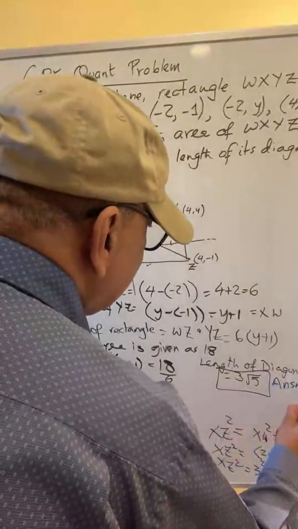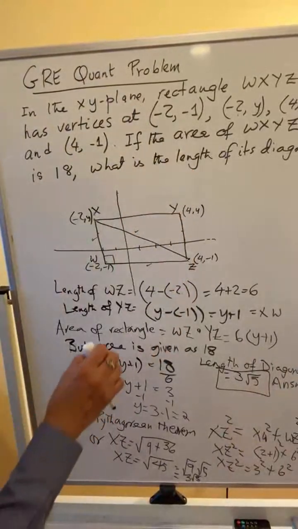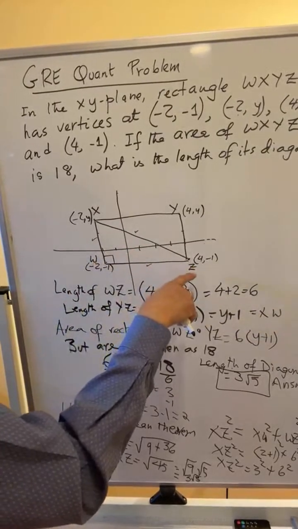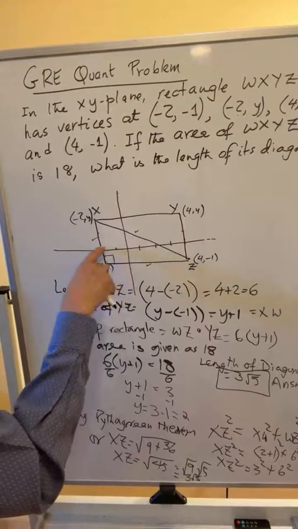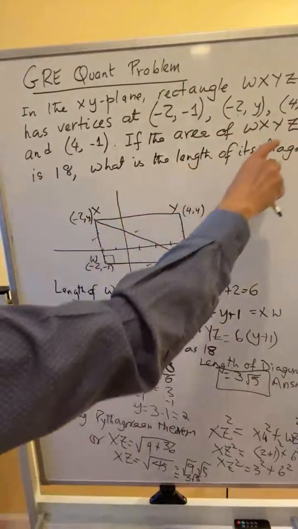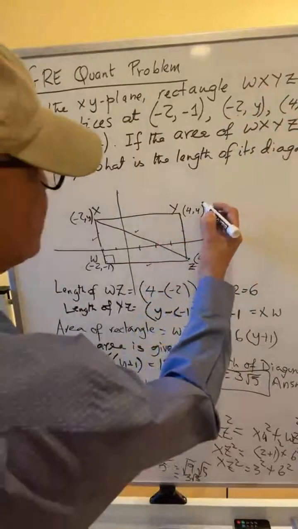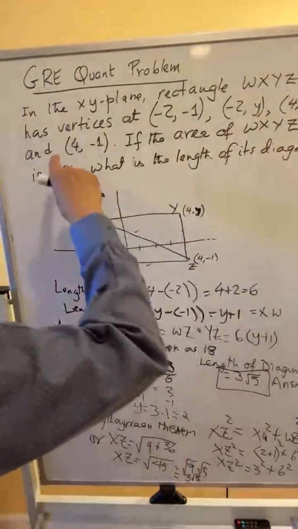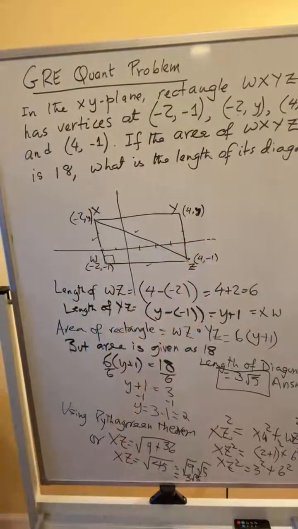Let me summarize what I did. I first drew the 4 points following their coordinates. First one I did was W, minus 2, minus 1. Then X, minus 2, y, minus 2 on the left from the origin and y units up. Then Y, which is 4 comma y. Okay, and Z is given as 4, minus 1: 4 on the horizontal axis, minus 1 on the y axis.